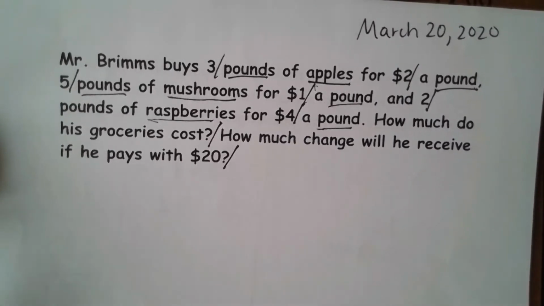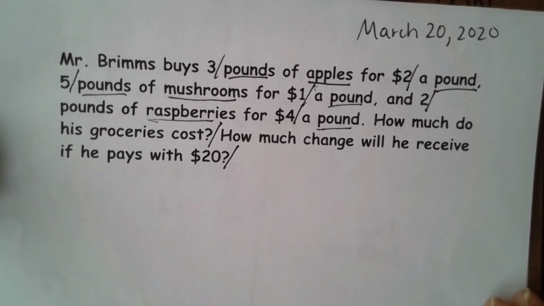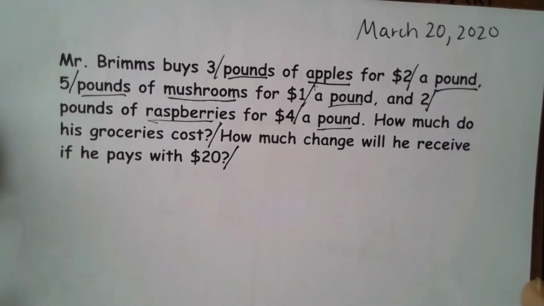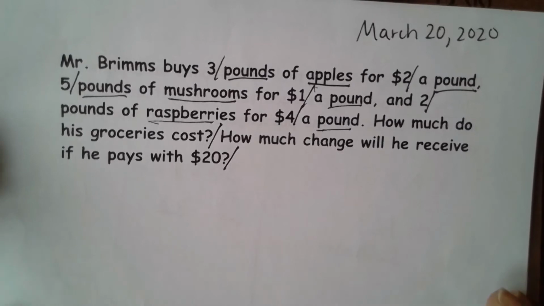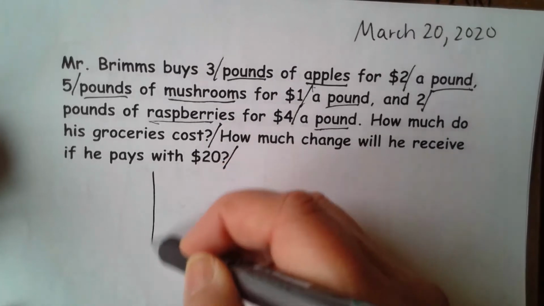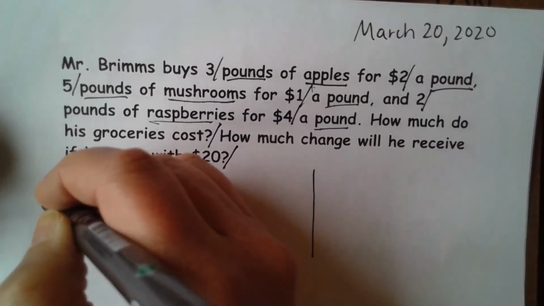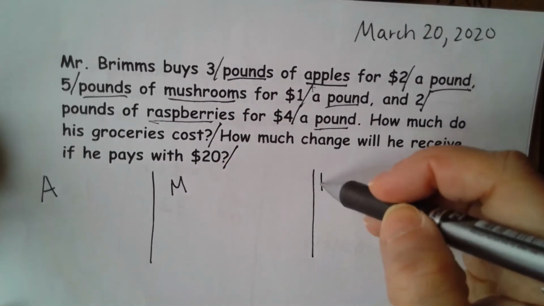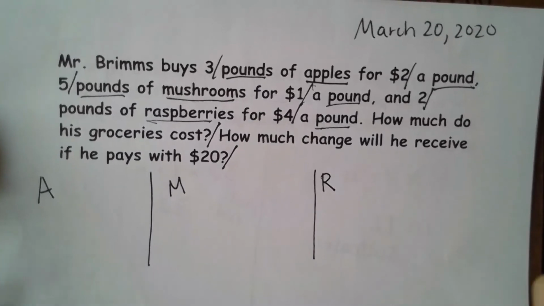Okay, so now there's a lot of information going on here, and I notice more than 2 numbers, so this is almost definitely a multiple step or a 2-part or 3-part problem. But before you dive down into each one of these little bits, let's think about what we know. There's a guy named Mr. Brims, and he's buying some apples, some mushrooms, and some raspberries. Okay, we can handle that. The best thing to do would probably be to split your workspace for each of these things that he's buying. So I'm going to make a section that I'll put A for apples, a section M for mushrooms, and a section R for raspberries. And now I'm going to take it bit by bit.